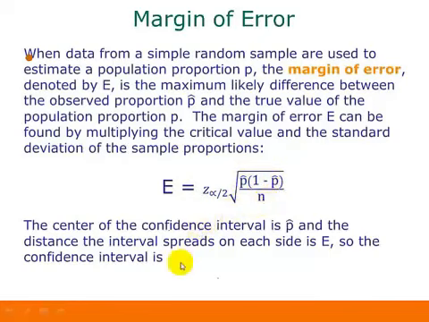Again, the center of our confidence interval is going to be the p hat, and the distance the interval spreads on each side is E, the margin of error. So our confidence interval will actually look like this. Our lower limit will be p hat minus E, and our upper limit will be p hat plus E.